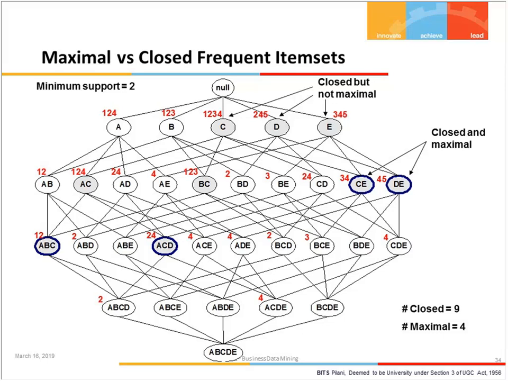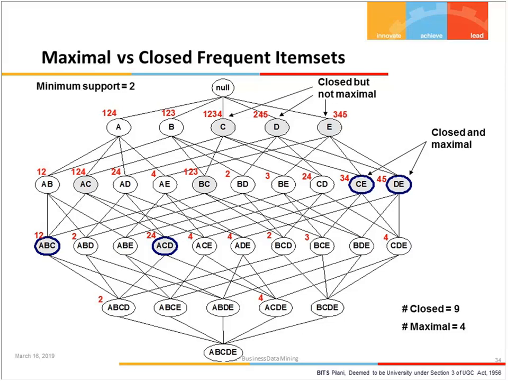So we can see that this ACD is closed. Okay, ACD is not just closed, it is maximal. It is closed and also maximal. But the AD is okay. AC is closed, but AC has a superset ACD which is frequent. So AC is only closed but not maximal.